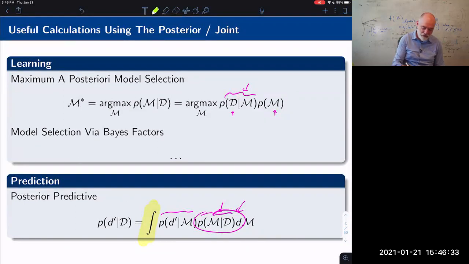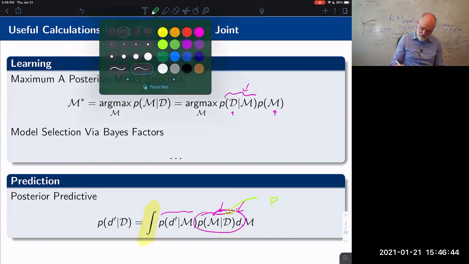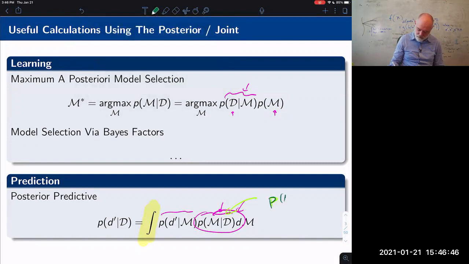And actually, when you compute P of m given d, when you compute this thing, wow, can you see that? Oh, that is a terrible color. This thing, P of m given d is equal to P of d given m, P of m, over the integral of P of d given m, P of m, dm.